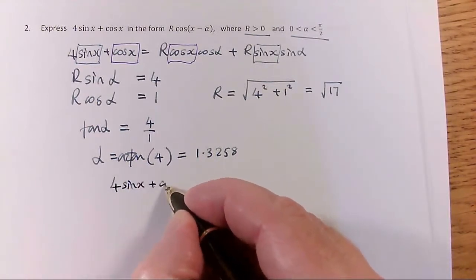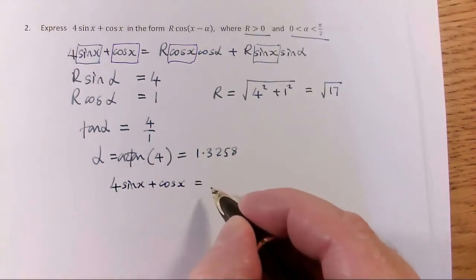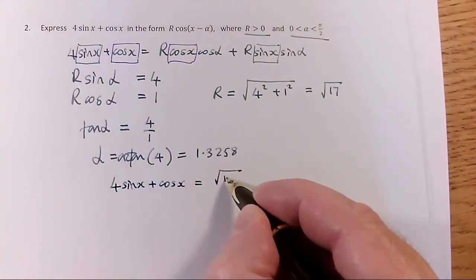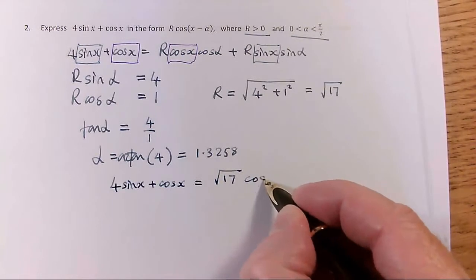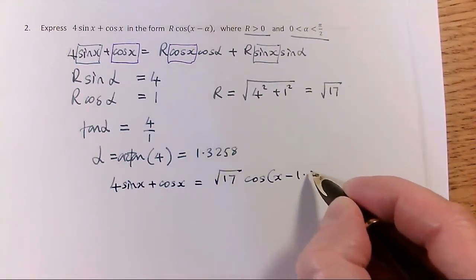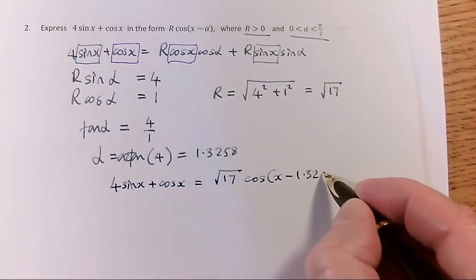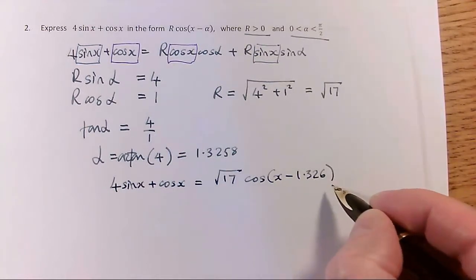and so all I've got to do to finish off is just write down the answer. So we needed to do something with this, and we've now got that it equals root 17 times cos of x minus 1.326 radians. I've gone to 4 significant figures here.